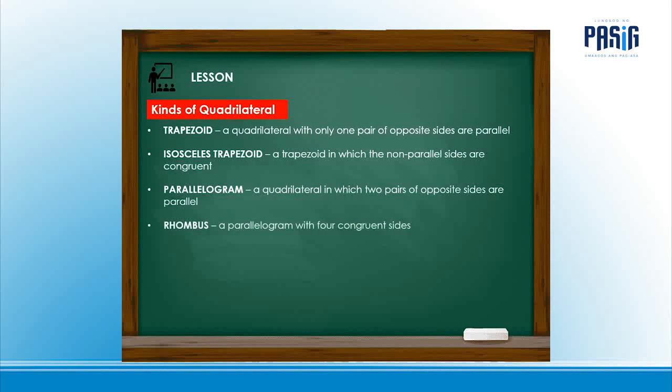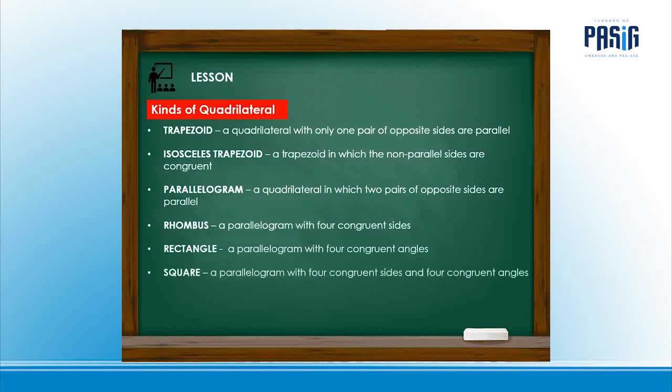Rhombus. It is a parallelogram with four congruent sides. Rectangle. It is a parallelogram with four congruent angles. Square. It is a parallelogram with four congruent sides and four congruent angles. Kite. A quadrilateral in which two consecutive sides are congruent. So these are the different kinds of quadrilaterals.